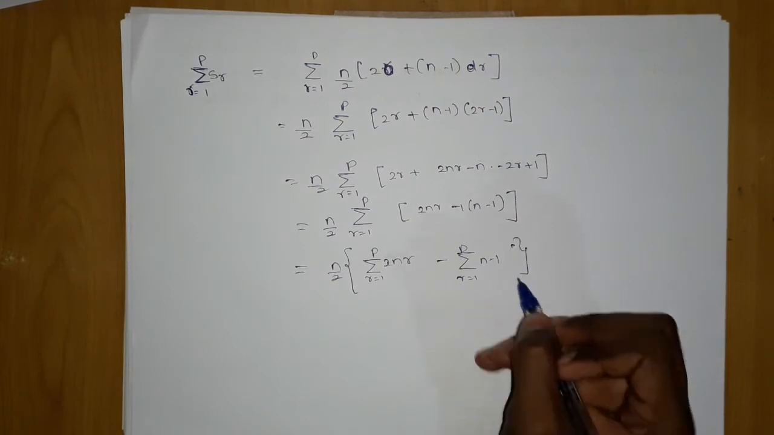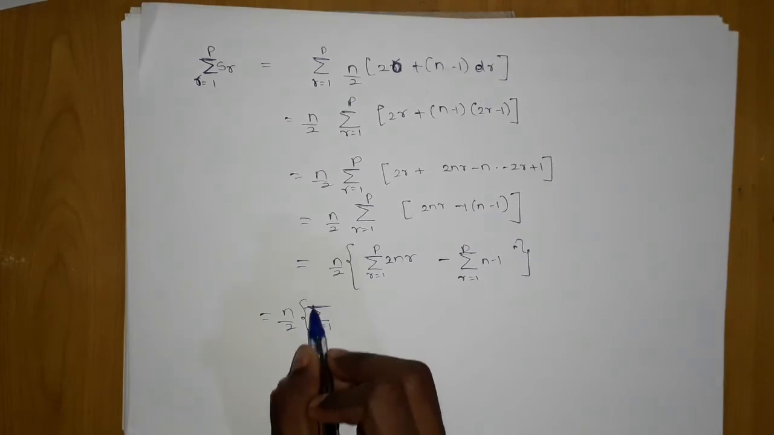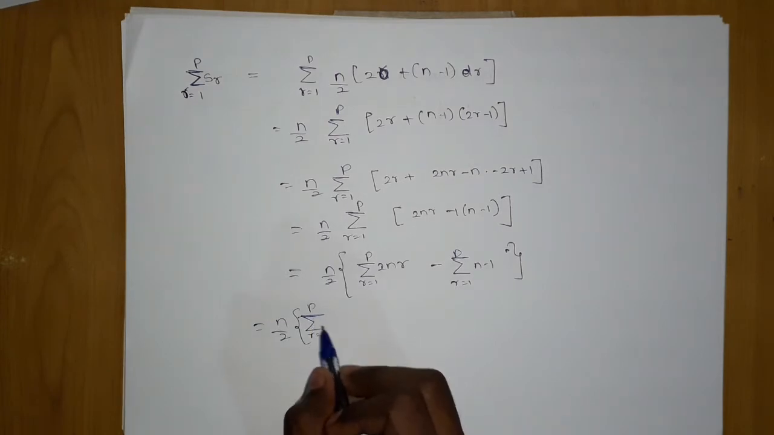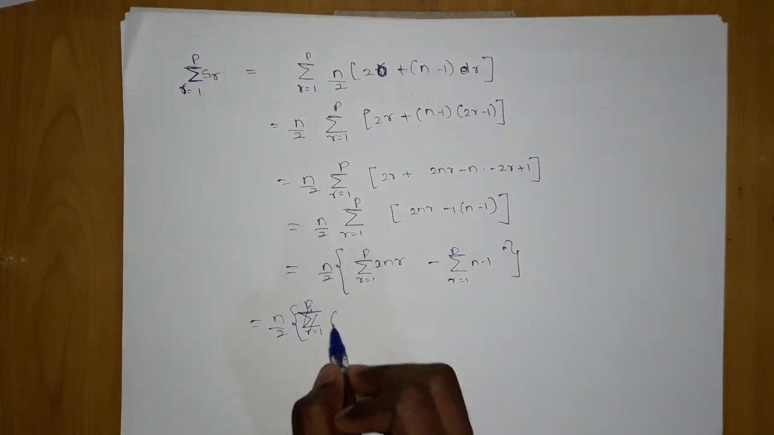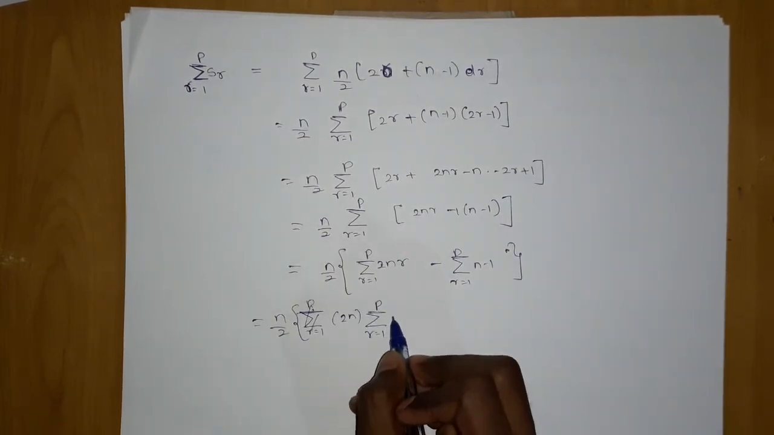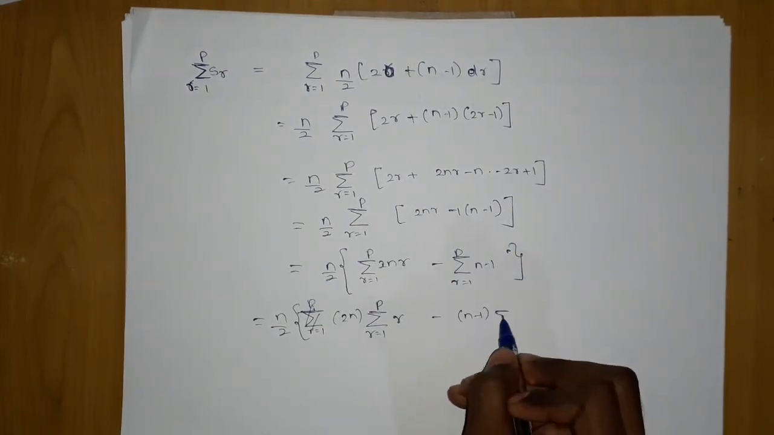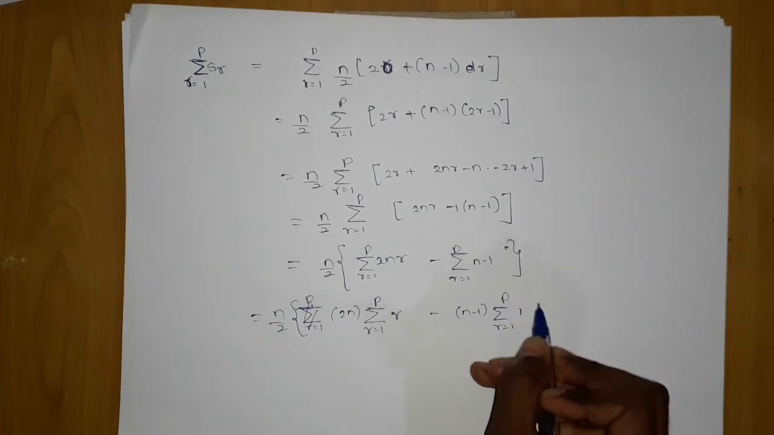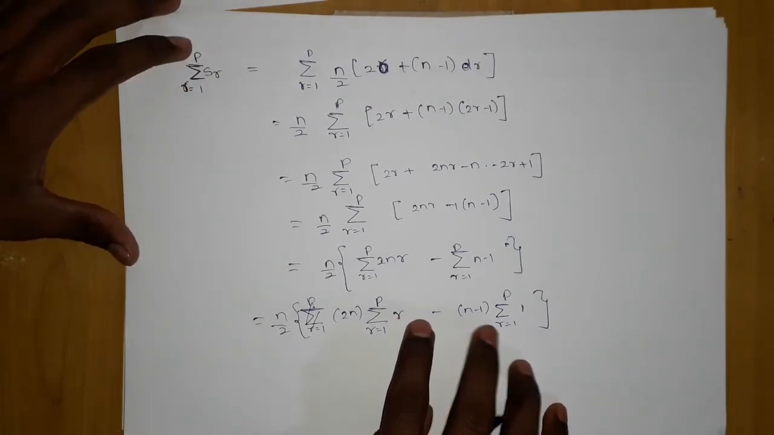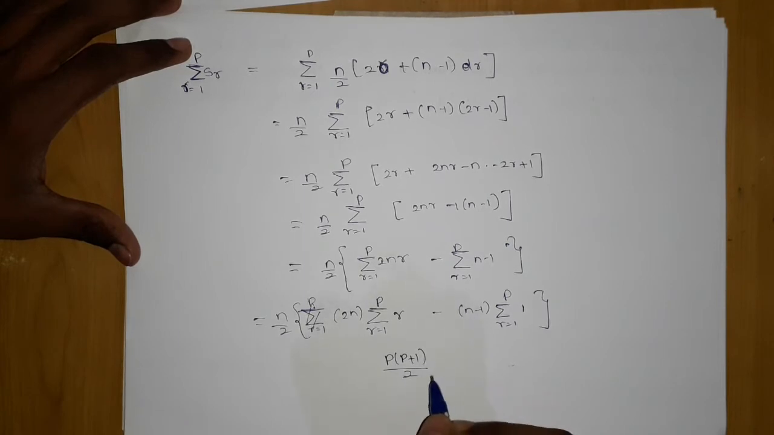Now if I continue this, what I get? n by 2 summation r equals 1 to p, 2nr. So 2n will move out, which will give me r equals 1 to p of r, minus n minus 1 will move out, and this will be only r equals 1 to p of 1. So what I have, sum of 1 2 3 4 till p, I can write it as p into p plus 1 by 2, sum of n terms.